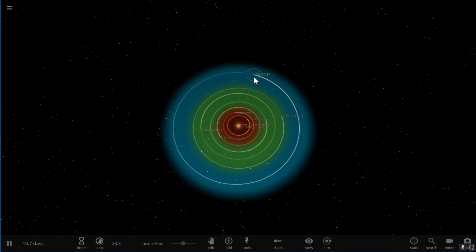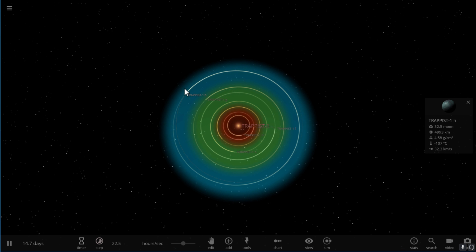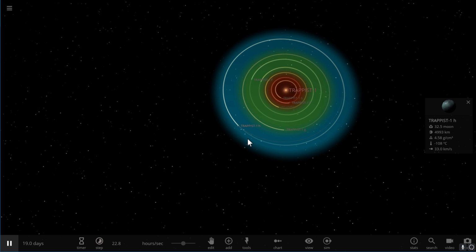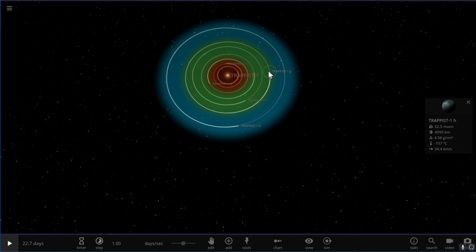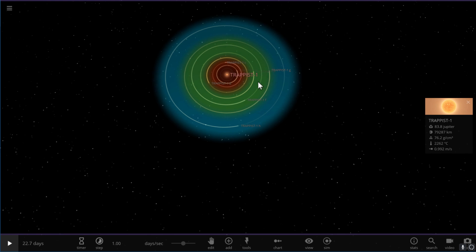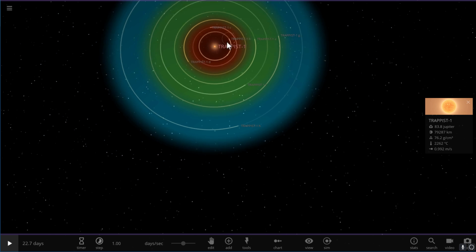So here, for 2 orbits of the outermost planet, which is TRAPPIST-1h, the next planet makes 3 orbits, this planet makes 4 orbits, this one makes 6 orbits, then it's 9, 15, and the last one, the closest planet, makes 24.